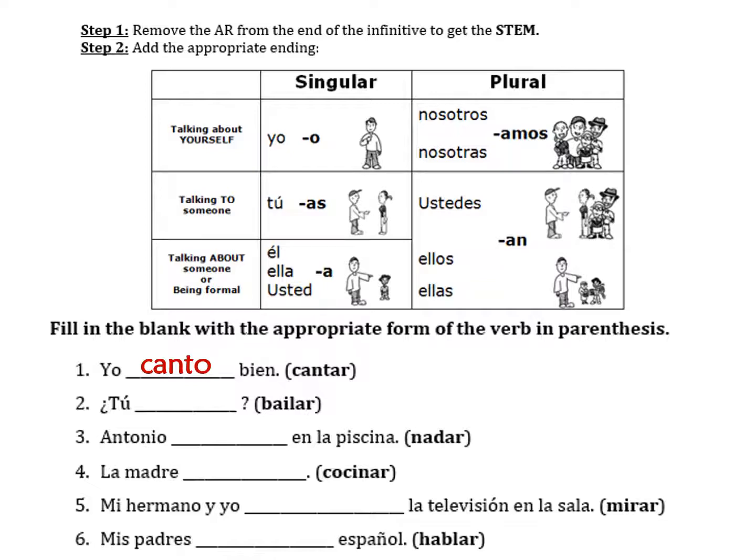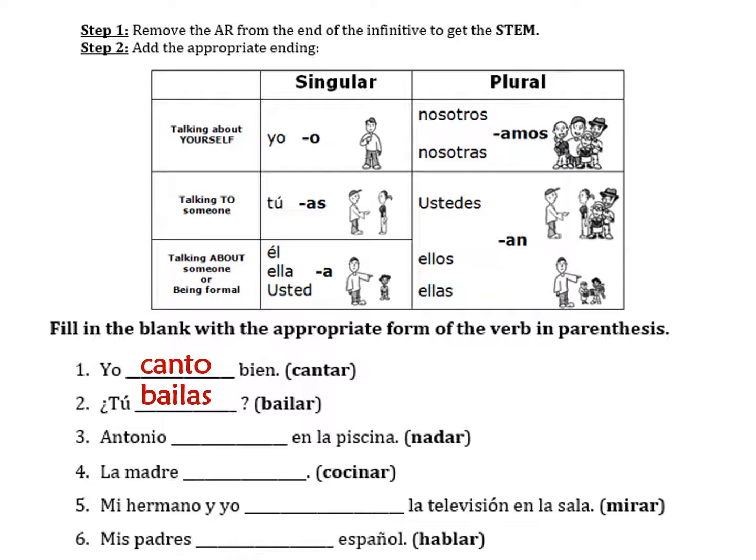Number 2, same process. We look at bailar. Step 1, remove the AR from the end of the infinitive to form bail. Please write bail on the line. And then we will add our tú ending, which is as. Bail, as, bailas.